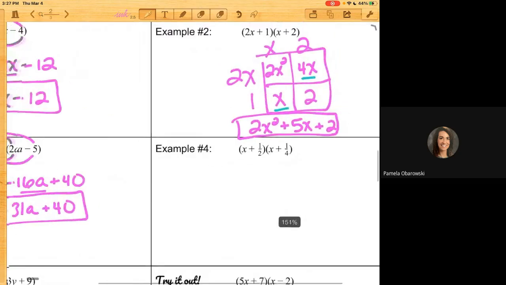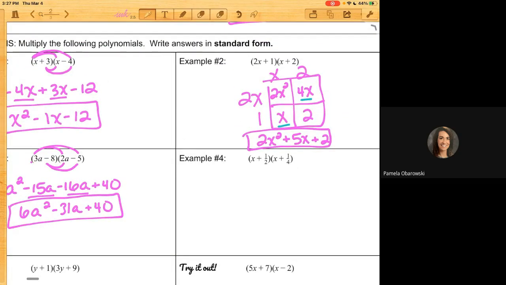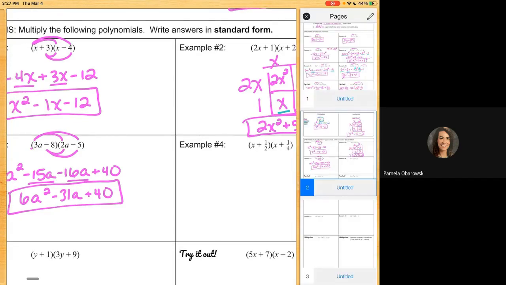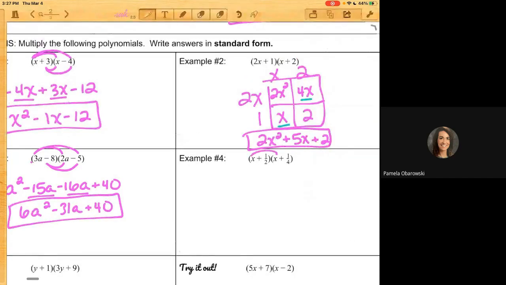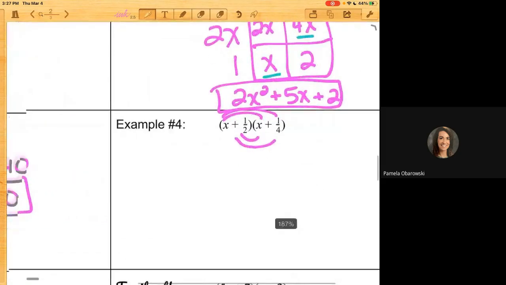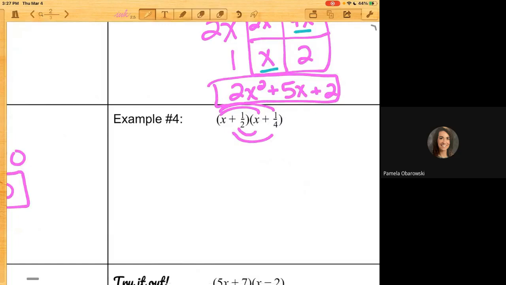I want you guys to practice those fractions. So here's another one with fractions. First, outside, inside, last. x times x is x squared. x times a quarter is 1/4 x. 1/2 times x is 1/2 x. And 1/2 times a fourth is 1/8.